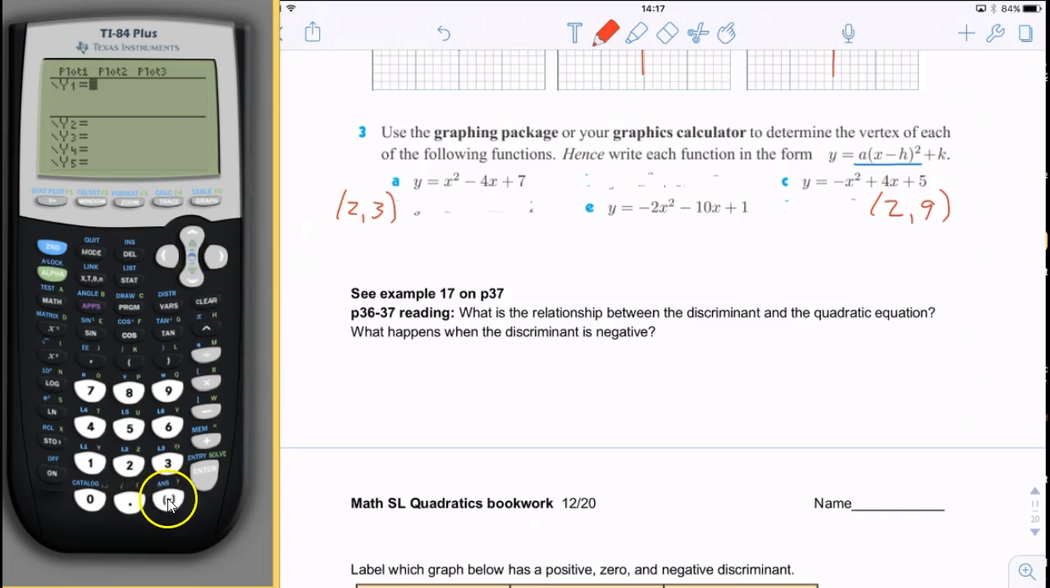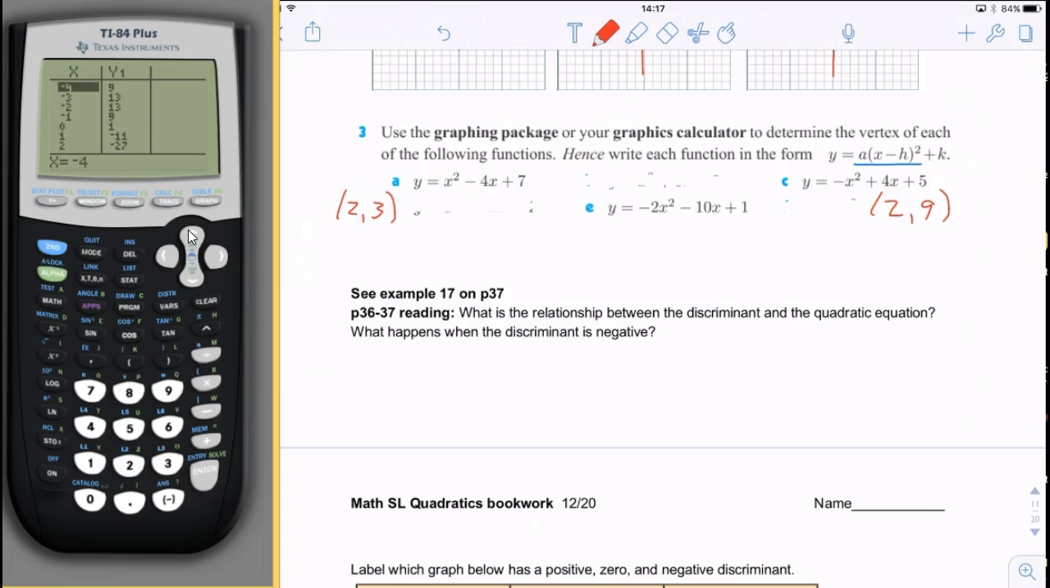Okay, so we're going to put negative 2x squared plus or minus 10x plus 1. And then we're going to graph. Oh, it's off the screen. Okay. First, we're going to see if we can find it with second table. Then I'll show you how to do this case with second calc max.